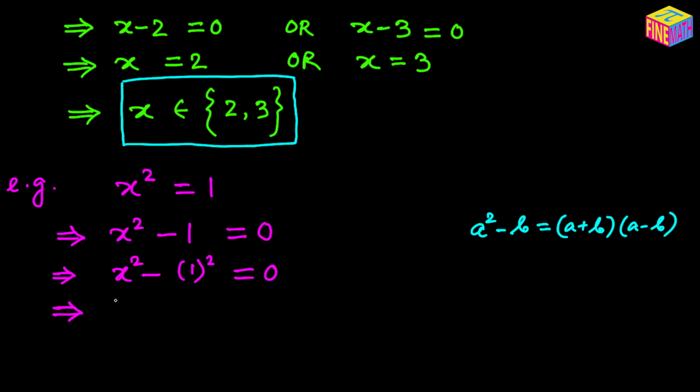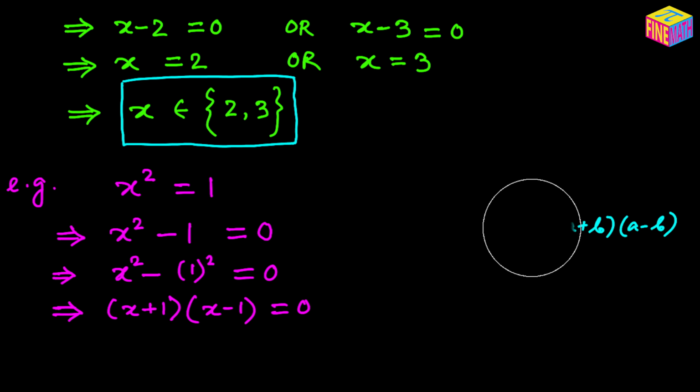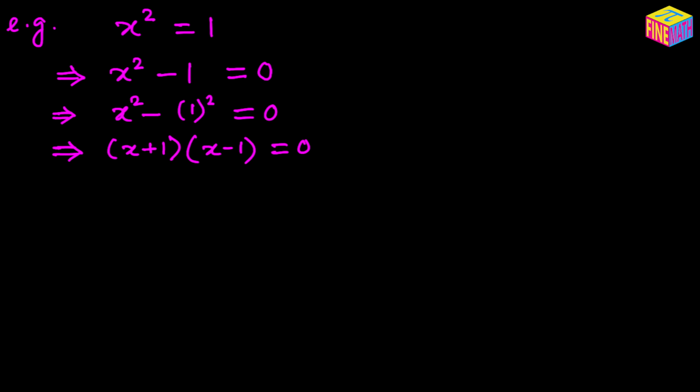So we'll say, okay, we can write it as x plus 1, because here a is the x and b is the 1. So a plus b, which is x plus 1, times a minus b, which is x minus 1. So this is equal to 0. Now from here we can say that the product of two factors is equal to 0. That means either factor can be 0. So x plus 1 is equal to 0, or x minus 1 is equal to 0.